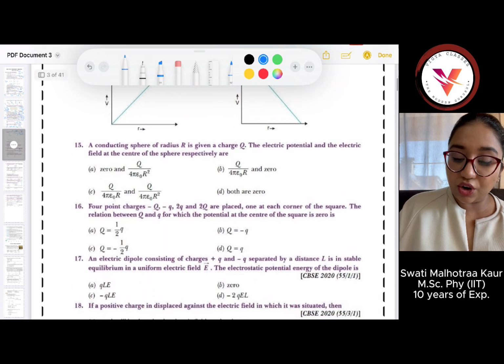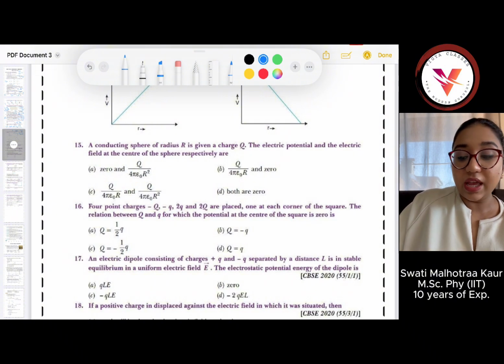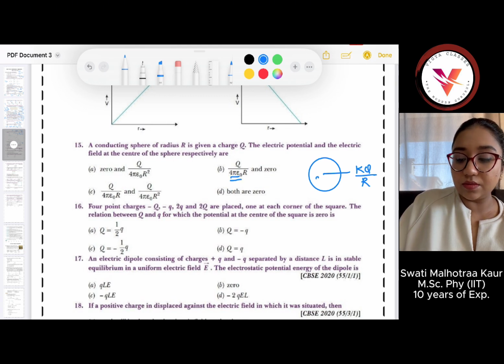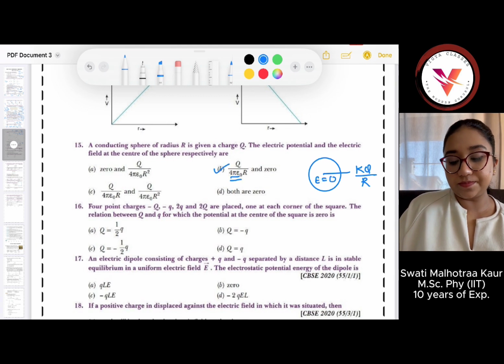A conducting sphere of radius r is given a charge q, the electric potential and electric field at the center of the sphere. At the center, the potential will remain the same, that is kq by r, whatever be the radius. And the electric field here is 0. So B is the correct one.